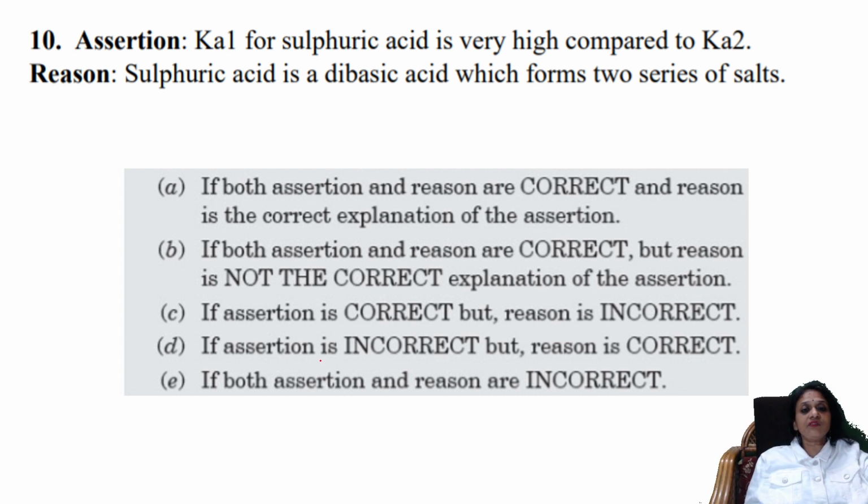Next, Ka1 for sulfuric acid is very high compared to Ka2. Sulfuric acid is dibasic, which forms two series of salts. First of all, Ka1 is very high for sulfuric acid. Yes, the assertion is right. We are going to prove that. It is a dibasic acid and forms two types of salts. It is right. Let's see, students.